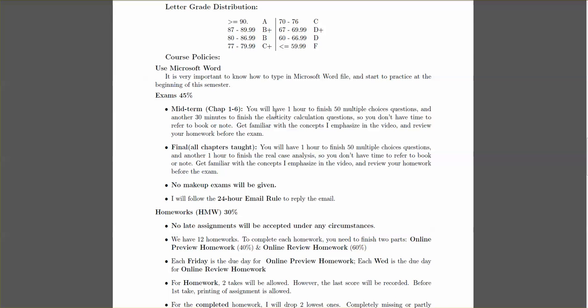Now, you may not know what elasticity is. We will spend 2 weeks to learn elasticity, which is covered in chapter 6. For the calculation, you need to type your answer in the Microsoft Word file. So make sure you know how to use it.